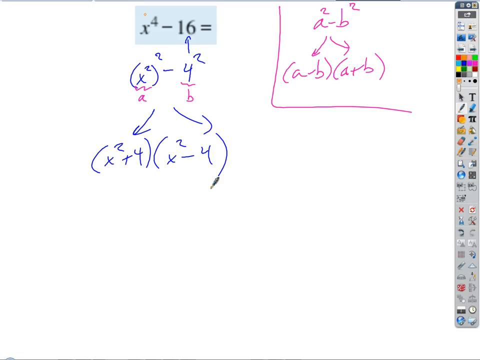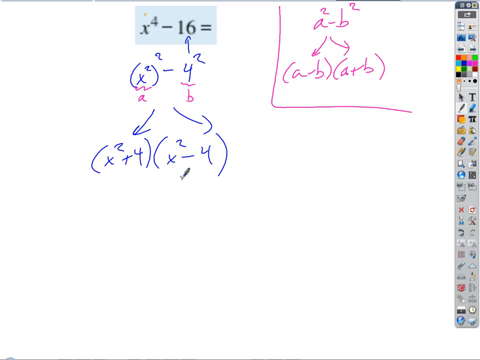Now we have to ask ourselves, can we go further with either one of these? What do you think? Lorena, can I make that one break down any further? You can't. You're right, because that's the sum of squares pattern, right? That one doesn't exist. That would be like x squared plus 2 squared, but you can't do the sum of squares, right? What about this one? That one would work how? Tyler? Square root of 1.